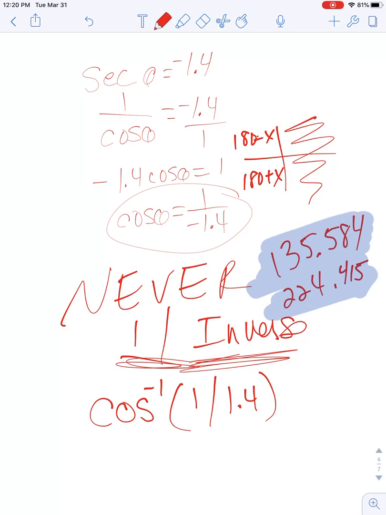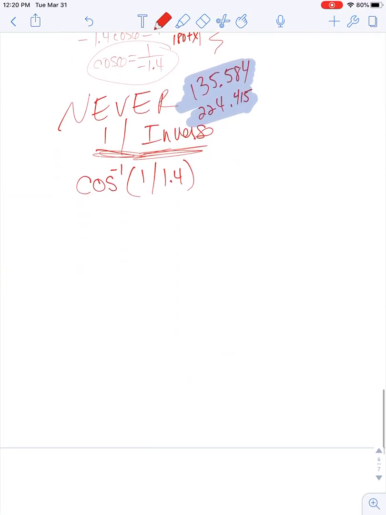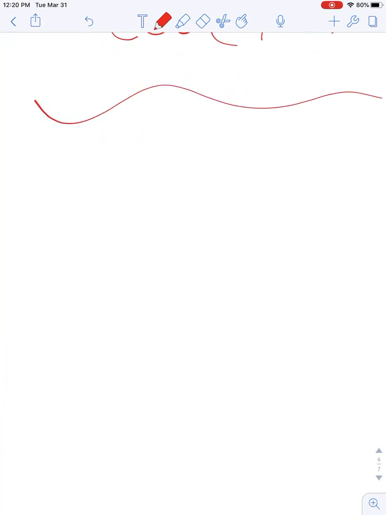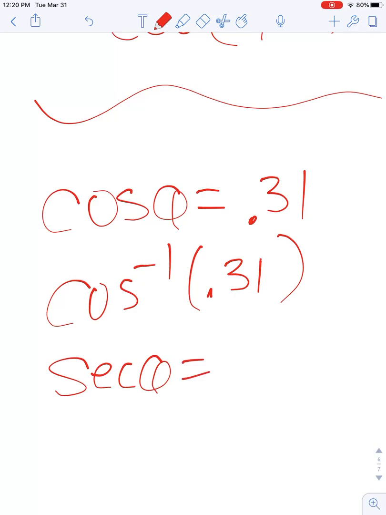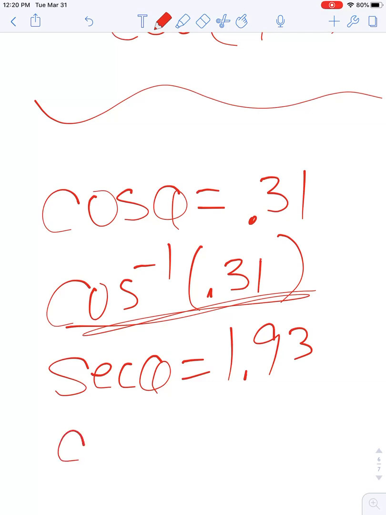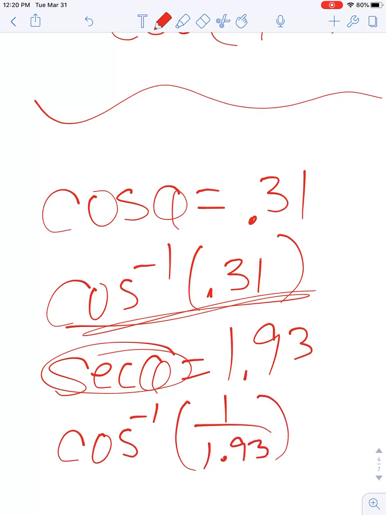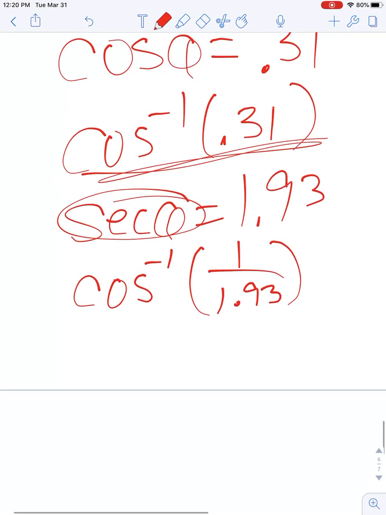So if you think you've got it, go ahead. I'm going to do one more example here. Again, if it was cosine of theta equals 0.31, you're just going inverse cosine of 0.31. If it's secant of theta equals 1.93, and this is to get the reference angle, you're doing inverse cosine, because that's the reciprocal. I take the reciprocal of this side and get cosine, and then I take the reciprocal of this side. Again, I'm just doing quick ways. These would be finding the reference angle, and then we would put it in the quadrants.